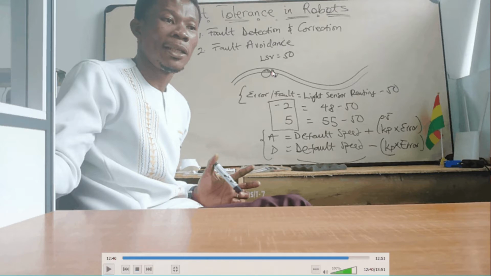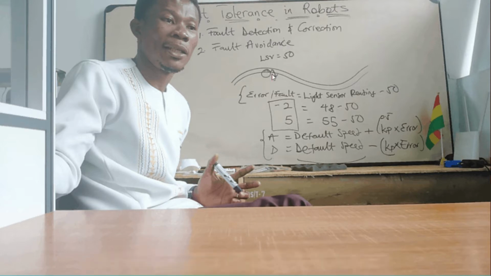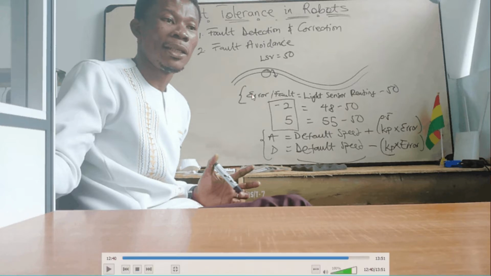So to detect whether the light sensor is deviating from this reference position, we came up with an error detection formula, which was, as we see, error being equal to the light sensor reading minus 50. So anytime the light sensor goes above 50, it showed that the light sensor had drifted more into the white than the black. On the reverse, if it goes below 50, it showed that the light sensor had gone more into the black than the white.